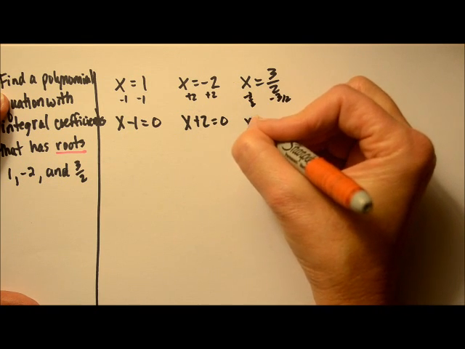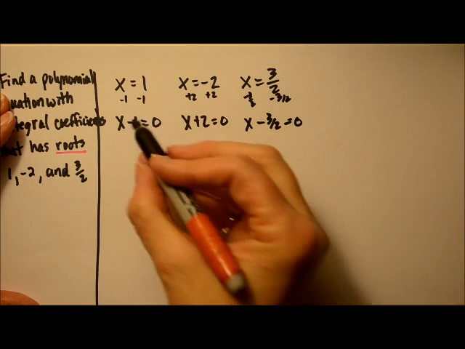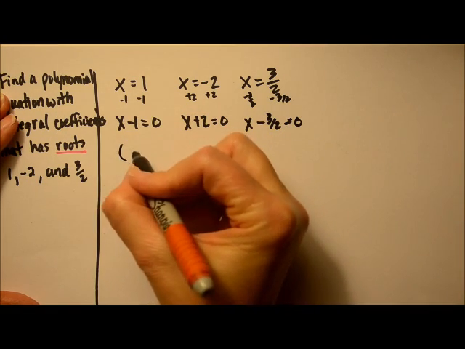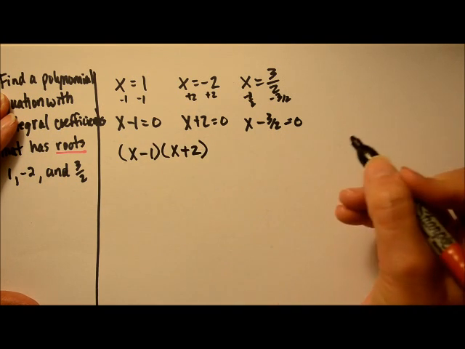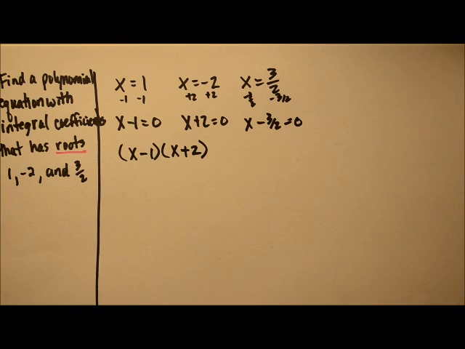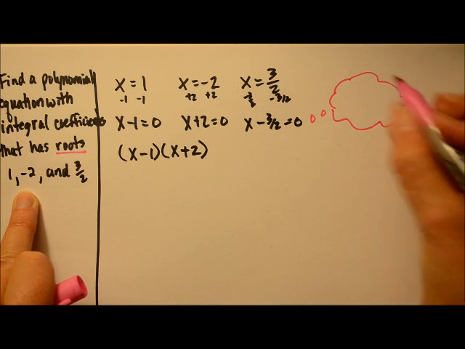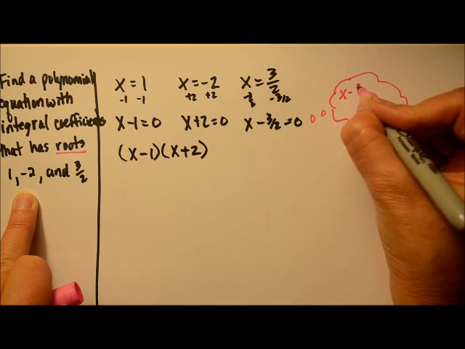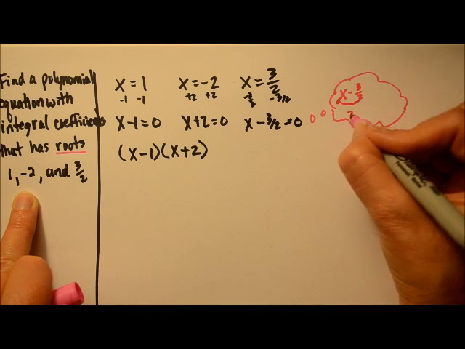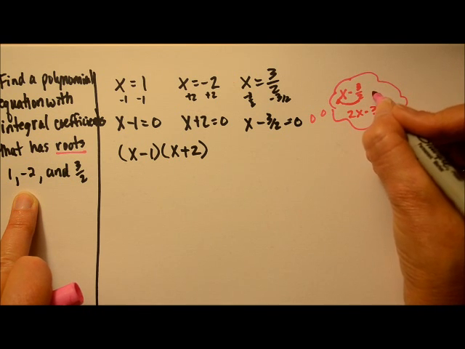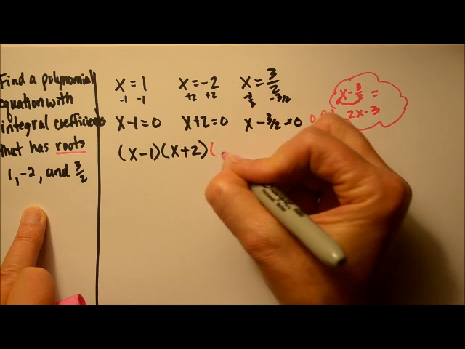Still don't worry about that fraction. Minus 3/2 equals 0. So the reality of the situation is that x minus 1 times x plus 2, and now I'm going to show you that fraction so you know what to do with it. I'm just going to put a thought bubble over here. x minus 3/2 is the same as this 2 moving in front of the x, so 2x minus 3. Those things are equal, so I'm going to use 2x minus 3 in here.